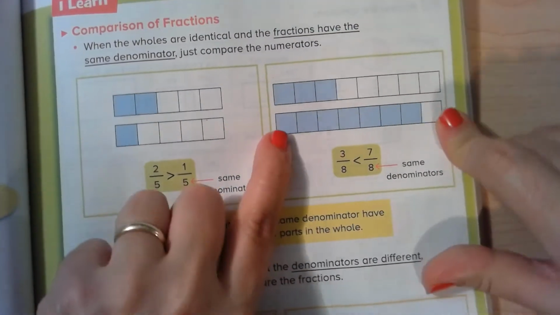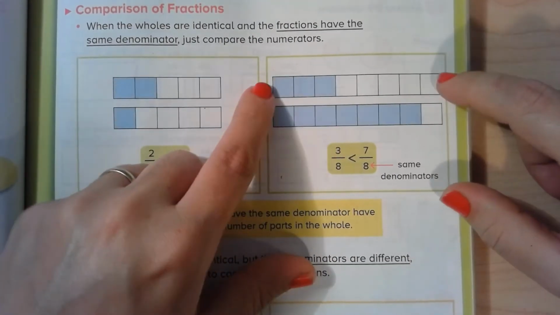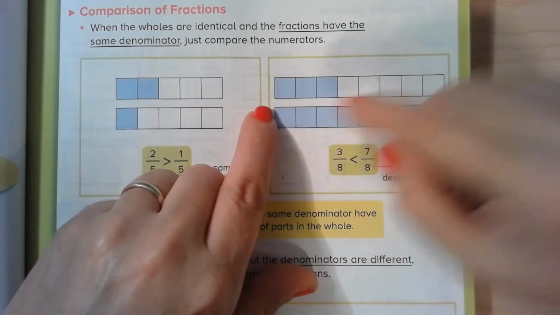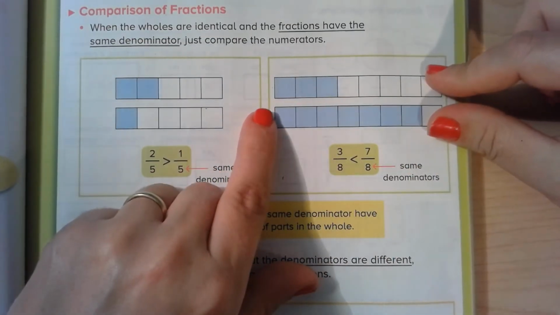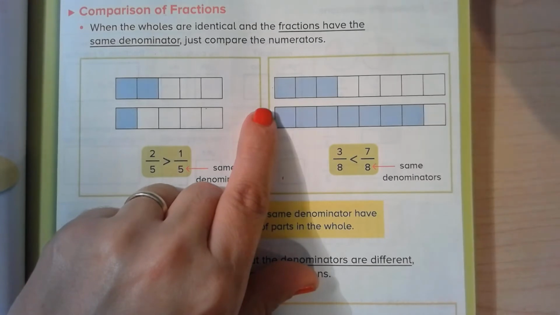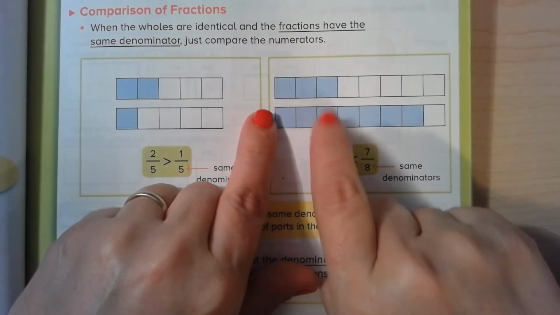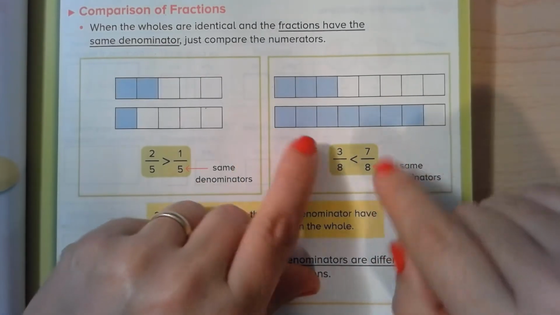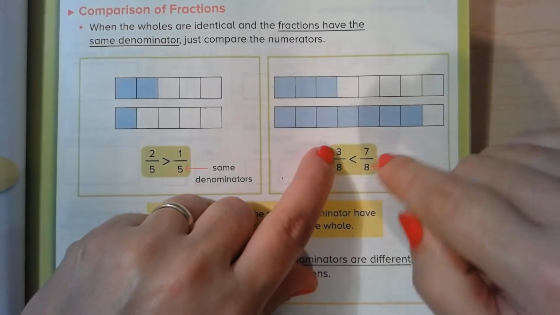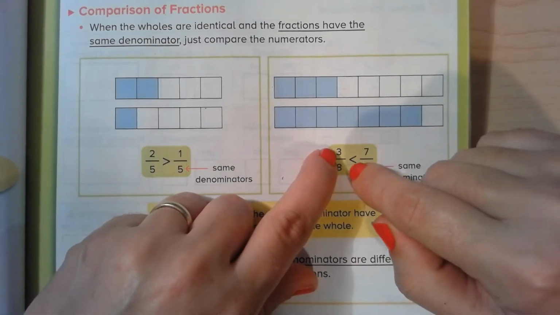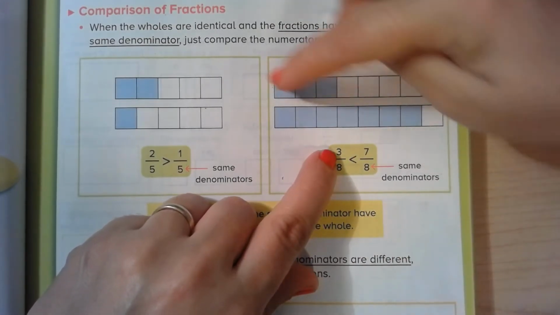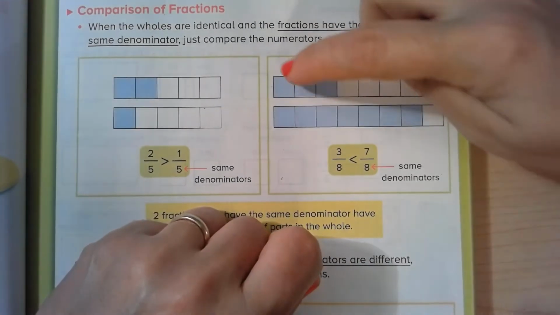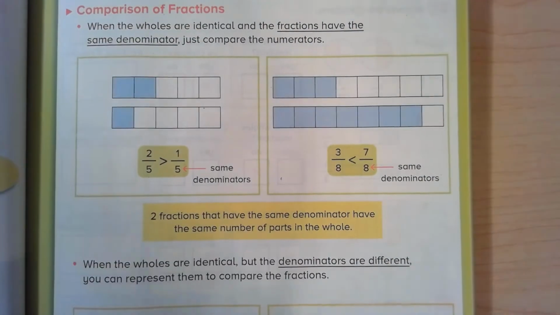Let's look. The whole is the same. They take up the same shape, the same area here. Okay, so our wholes are the same. The denominator, it's divided into 8 equal parts both times. So all we have to compare is the numerator, the 3. So 3 is less than 7. There's less shaded in than the 7 here, right? 3 is less than 7.